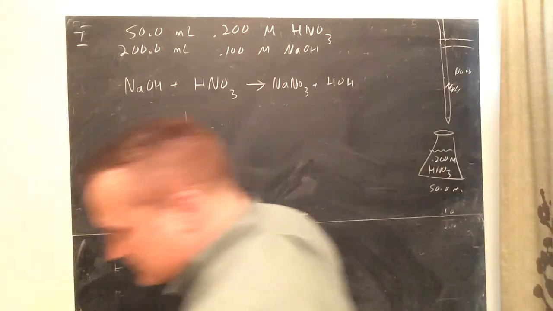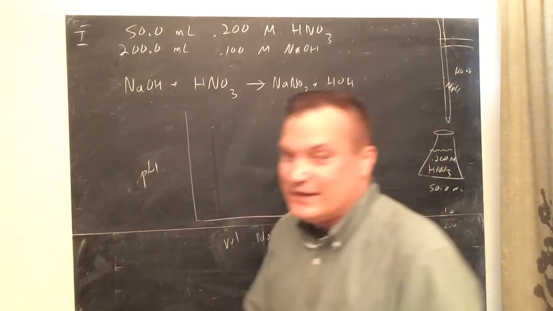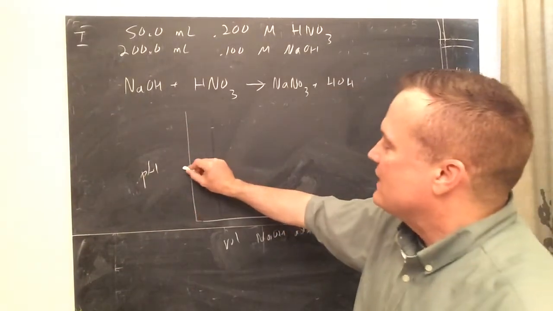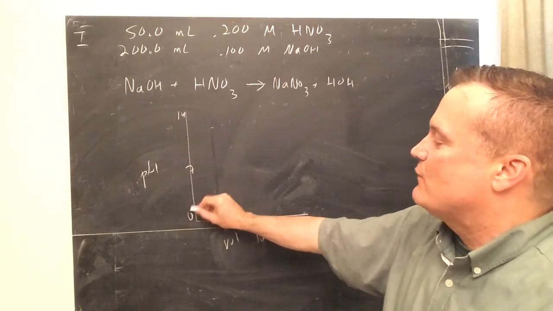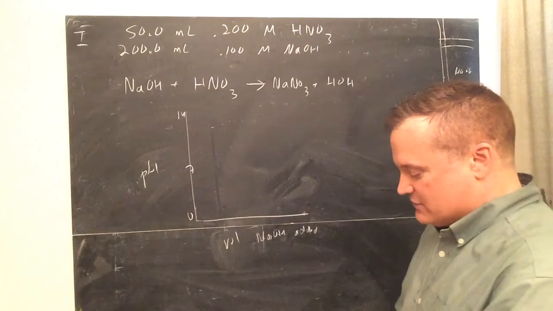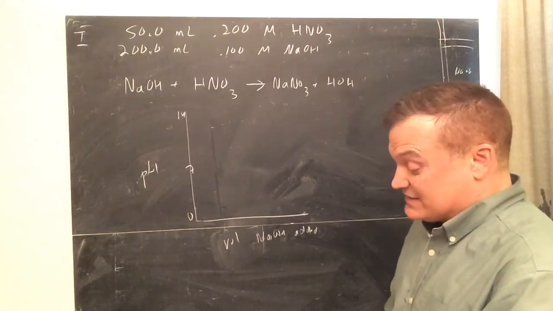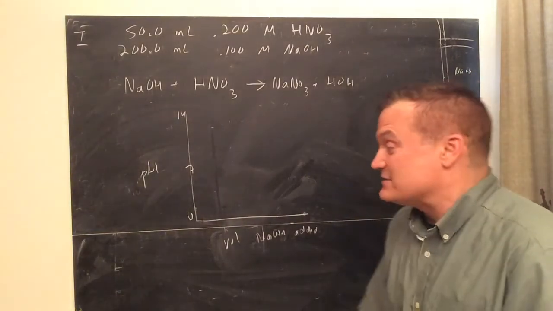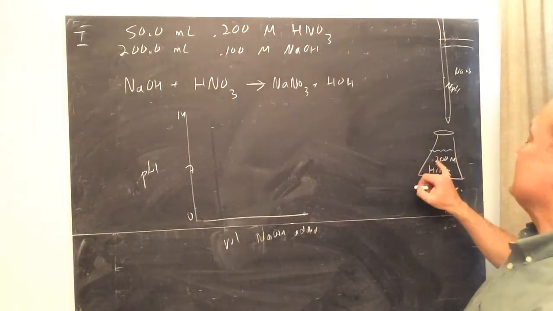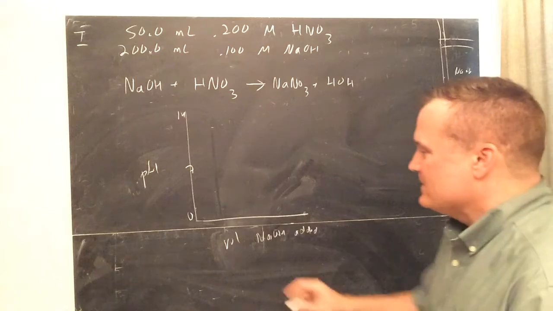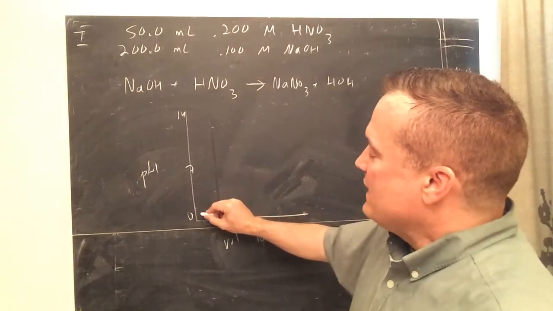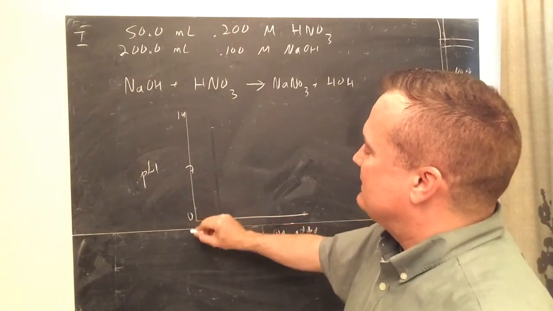And in fact, we can even do that. But I was going to tell you, even without doing it, it's going to be a really low number. If this is 7, and that's 14, that's 0, your pH is going to be down here, like 1 or 2 or something. The negative log of 0.200 is 0.70, so the pH is 0.70. So you'd start down here. Well, anyway, here's what's going to happen in the pH curve.